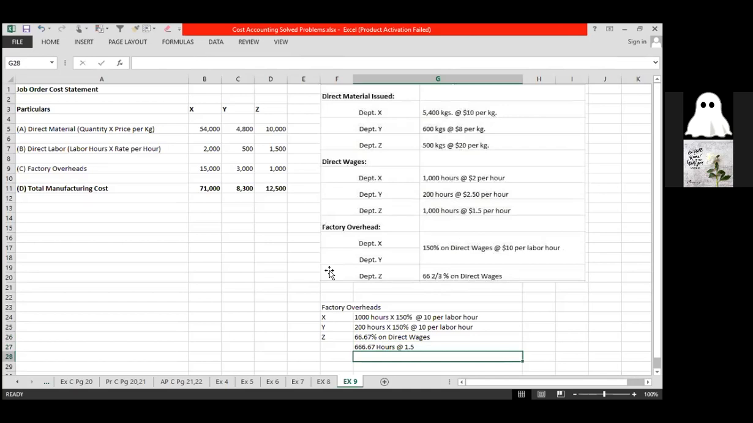Since they have not given us the labor rate for Department Z, while for departments X and Y they have given us the labor rate of $10 per hour, we just take the hours: 1,000 times 66.67% will be 666 hours at 1.5.